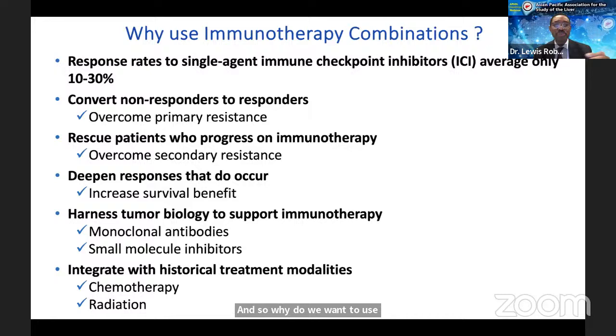We want to try to improve the response rates of single agent checkpoint inhibitors that typically average only 10 to 30%. We want to convert non-responders to responders and overcome primary resistance to immune checkpoint inhibition. We want to rescue patients who have progressed on immunotherapy, overcome secondary resistance, and also deepen the responses that do occur so that we can increase the survival benefits. And our hope is that this will allow us to harness tumor biology to support immunotherapy, but using additional monoclonal antibodies, small molecule inhibitors, or other therapies, and also integrate with historical treatment modalities such as chemotherapy and radiation therapy.